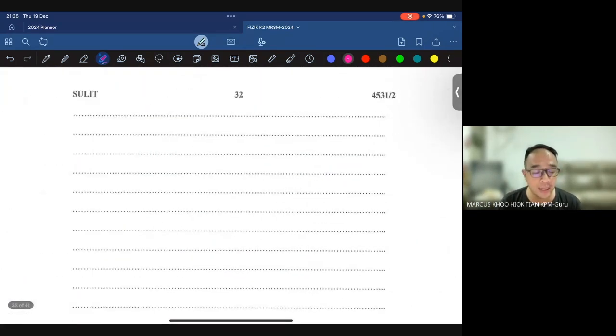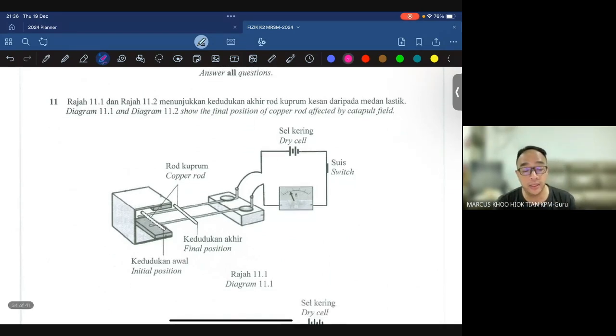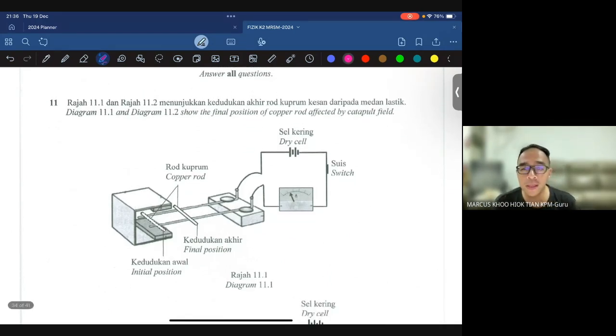Okay, we're down to our last question. Diagram 11.1. I am at the last question, right? Yeah, okay. Soalan terakhir. It seems to be this pattern. We've seen this, I think this is like the third time we're seeing this. Question 11, soalan nombor 11 is an electromagnetic question.